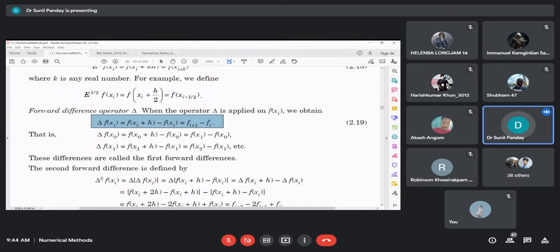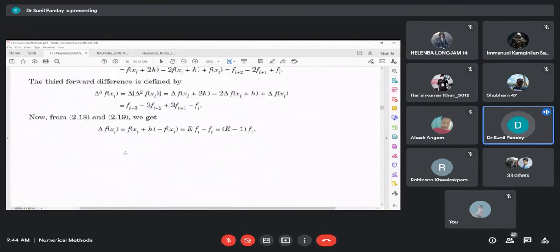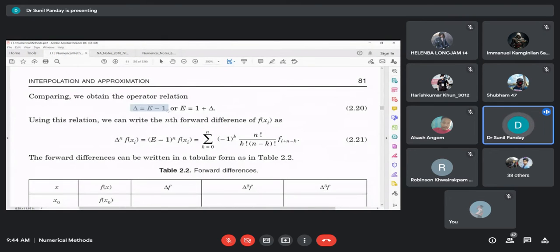Forward difference operator is also discussed. Second order, third order, the relation is also discussed. This is actually one good result. Like if you want to calculate the nth order forward difference at any point value xi, you can replace this delta by its equivalent operator, e minus 1, because we have already proved that the relation between the shift and delta operator is e minus 1. And then you write e minus 1 raised to power n. And then you apply the binomial expansion on this part. You will get this one.